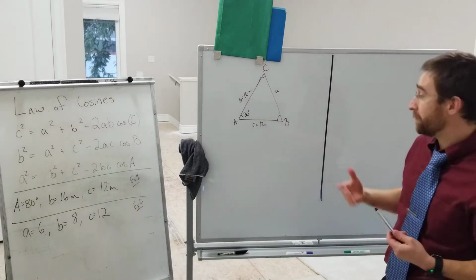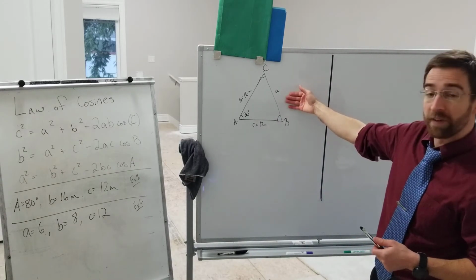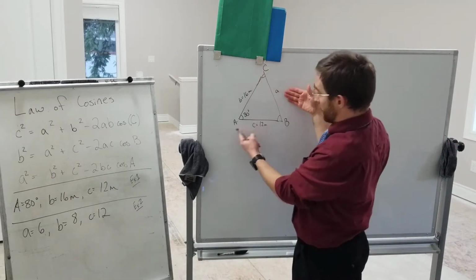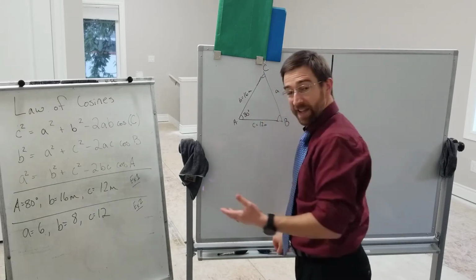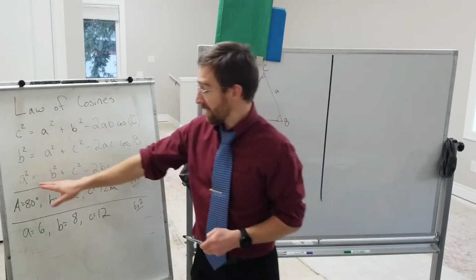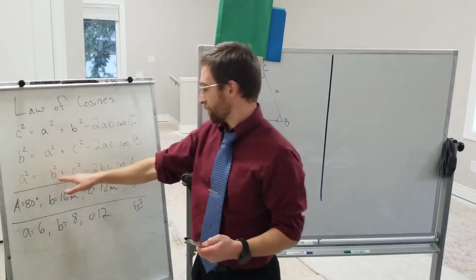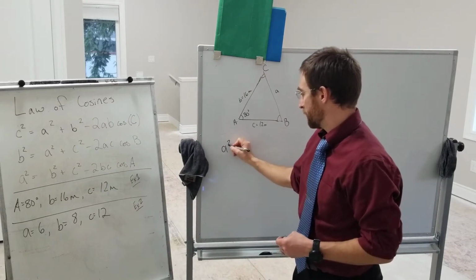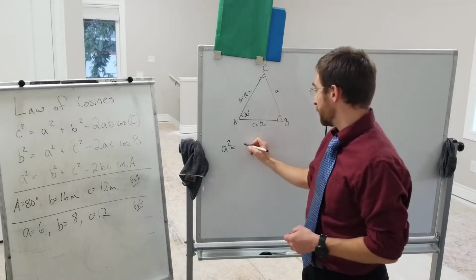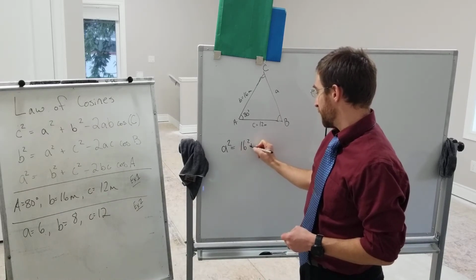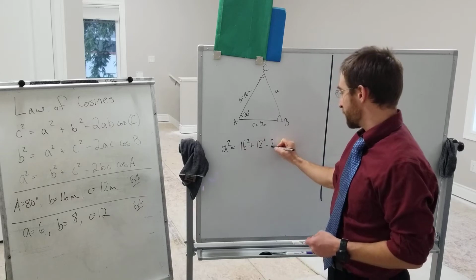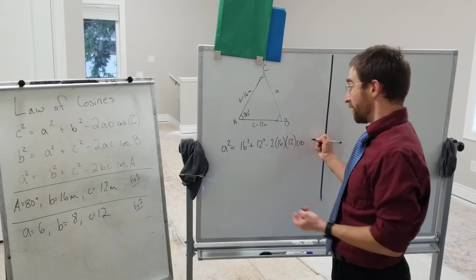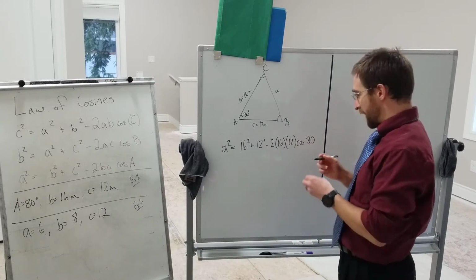Now to solve the triangle, first we're going to find side A. We're going to find side A by using the law of cosines because we have the two other sides and the angle opposite side A. So we set it up as a squared, our unknown, equals b squared plus c squared minus 2bc cosine A. So a squared equals 16 squared plus 12 squared minus 2 times 16 times 12 times the cosine of angle A, which is 80.